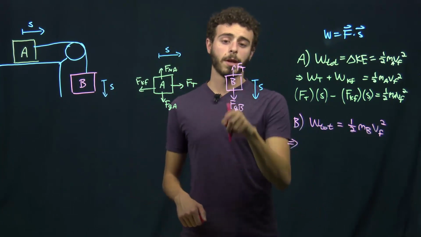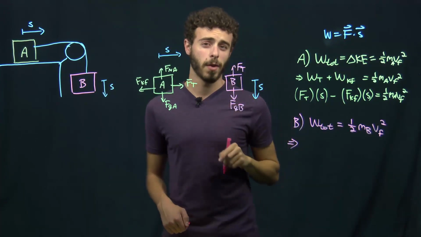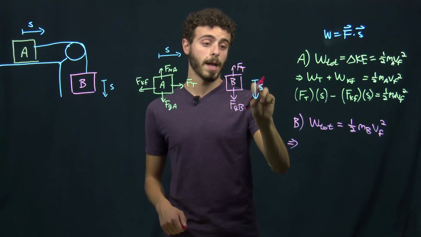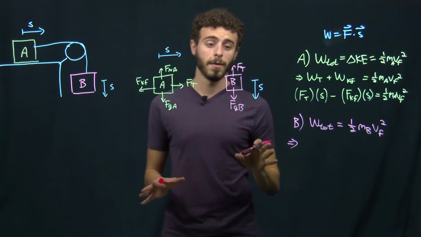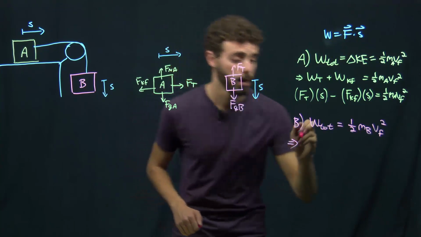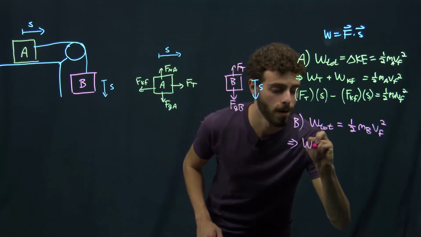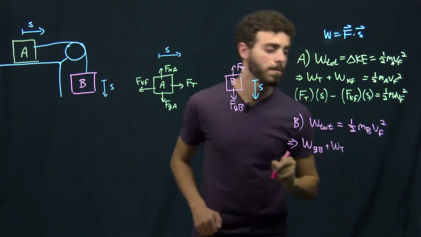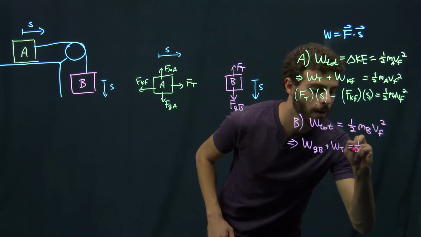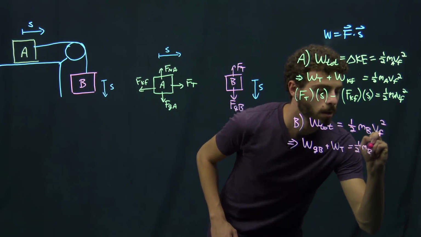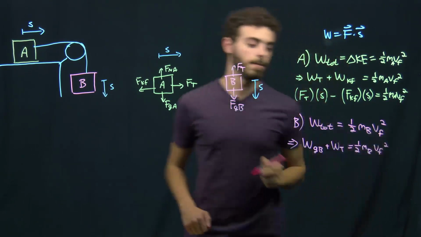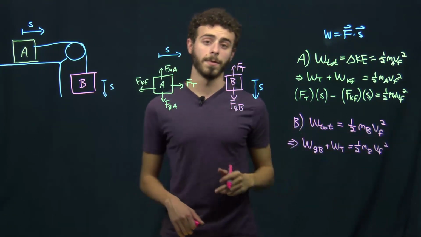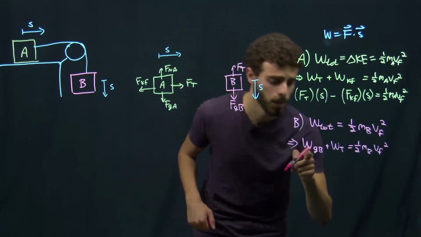What is our work total on B? We see the tension and the gravitational force are both going to do work, right? Those are both along or against the displacement vector. None of them are perpendicular, so these will both do work. So this will just be whatever the work done by gravity is plus the work done by tension, and that should still equal 1/2 m_B v_final squared. This is our second step, and now we again just have to solve for each of these works separately, and we're in the place we want to be.